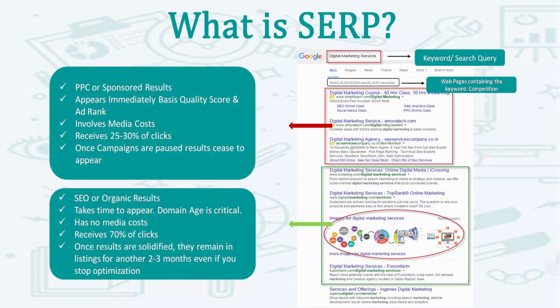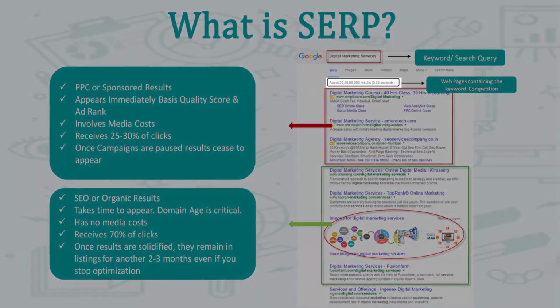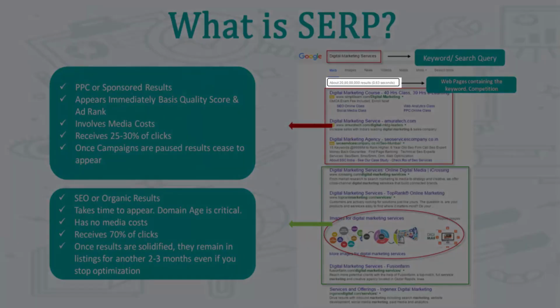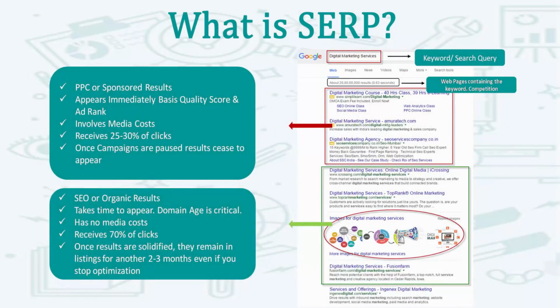Below the search bar, you see around 20 crores, 80 lakhs results. What does this mean? It means that there are around 20 crores, 80 lakhs web pages containing the phrase digital marketing services competing for the same keyword to appear in Google search results. So that becomes your SEO competition.